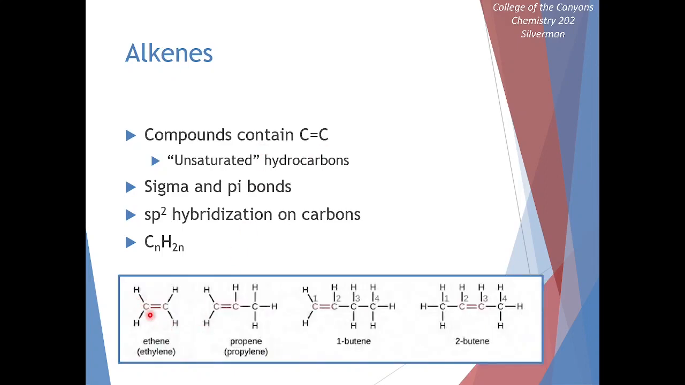Scrolling back here, for our double bonds, we have sp2 hybridization. That means 120 degrees. We have kind of equilateral triangles for our sp2 hybridized carbons.